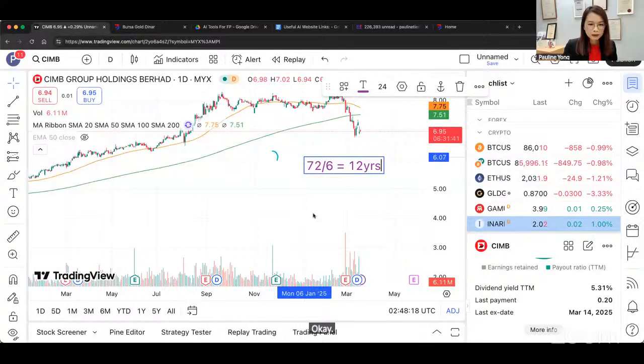Yeah, Maybank is also a good dividend stock. Yes. All right, so that is looking at that. Okay, let's continue.